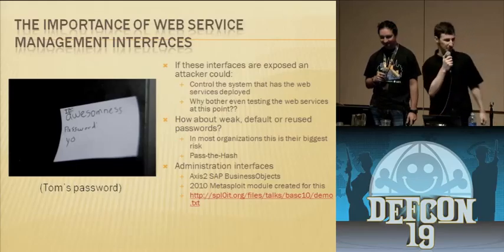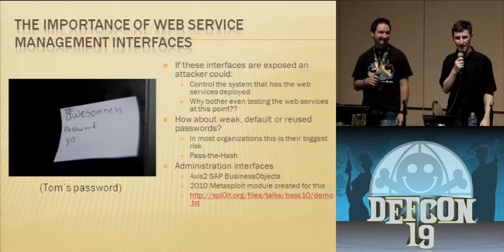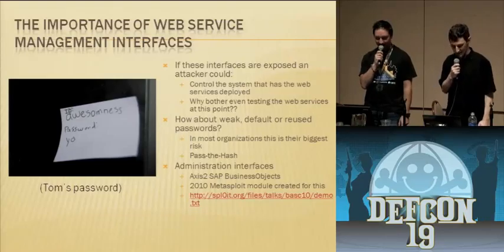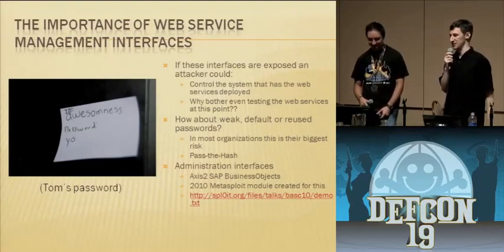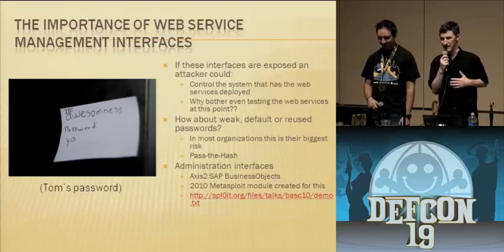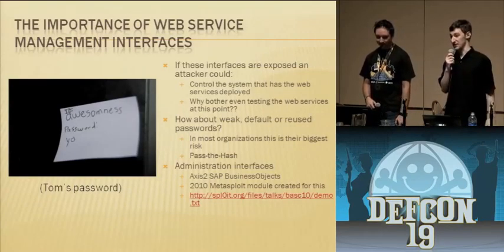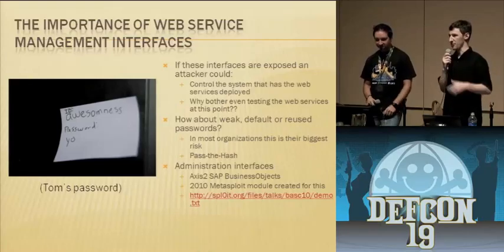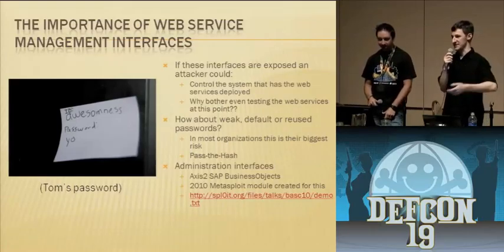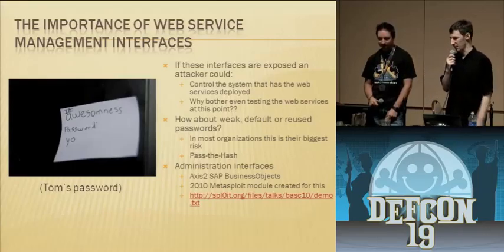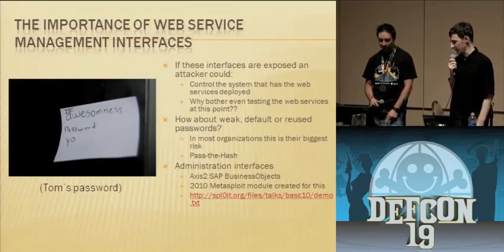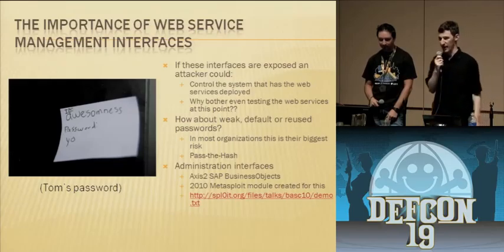So here's Tom's password, because one of the things we've basically seen in the industry is that weak, default and reused passwords are, from my point of view, most organizations' biggest risk, right? When you go in to do an internal pen test, pass the hash is a nice example. You crack one Windows system, reuse the password, and you've probably compromised the entire domain. So that's one thing we've seen as a very useful vector.